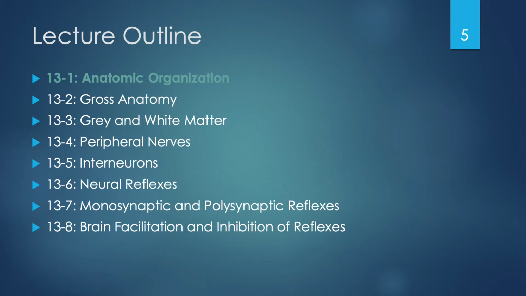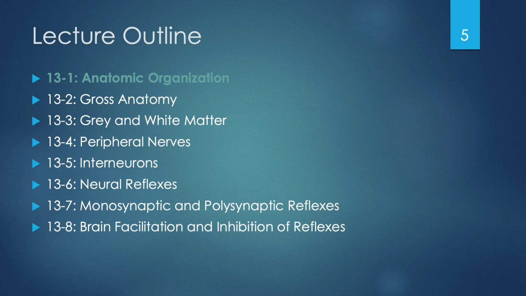As always, our lecture is going to follow the structure of your textbook, so that way you can follow along and press pause if you need to. So let's start off with section 13-1, anatomic organization. And as we go through this chapter, we're going to start from the most general and work to more specific functions. So we're going to look at the general anatomy first in this section, then we'll look at some gross anatomy in a little more detail in section 13-2, then we're going to move on to the function and location of gray and white matter.